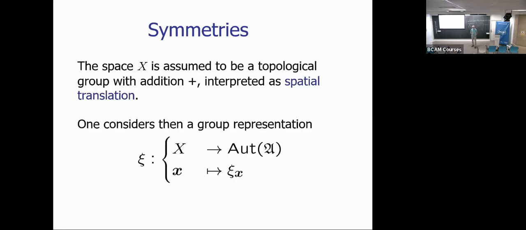How can we express symmetry in this framework of spatially extended systems? In the following way: this topological space that we have introduced for the definition of this net of local algebras should be assumed to be a topological group as well, where we can employ a group operation, and this is interpreted as spatial translation in our case. Now we again need the idea of group automorphisms, the automorphism group, namely, if there is a representation of this topological space into the automorphism group of our algebra. To each point in space, we assign one particular automorphism, mapping elements from the algebra into elements from the algebra.